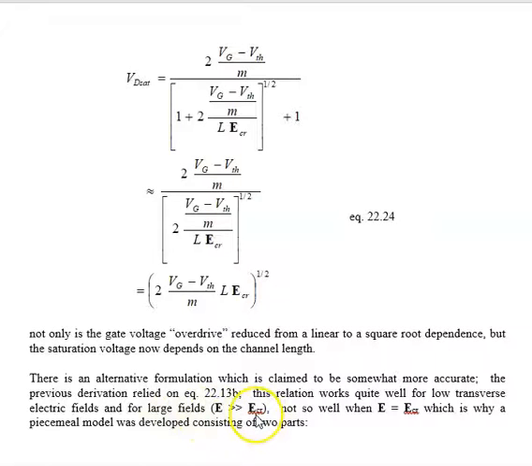The critical value, again, is about 10 to the 4th volts per centimeter. When E is equal to E critical, it breaks down completely, or pretty much. And that's why we developed this thing called a piecemeal. Piecemeal consists of 2 parts, and the claim is that it is somewhat more accurate.